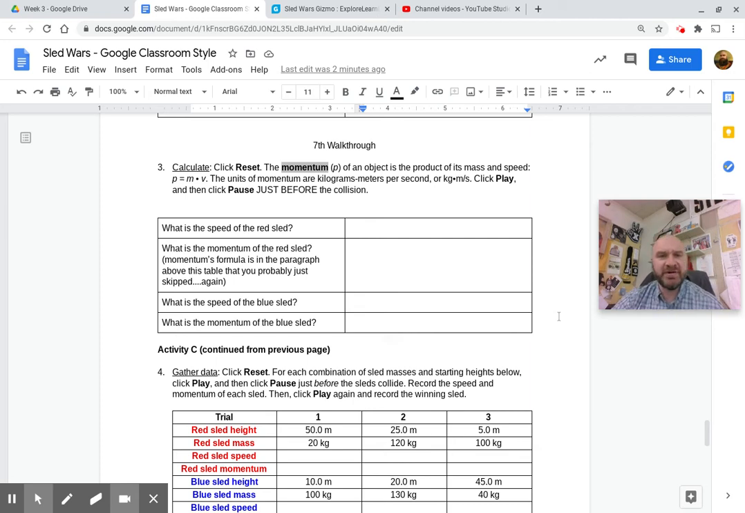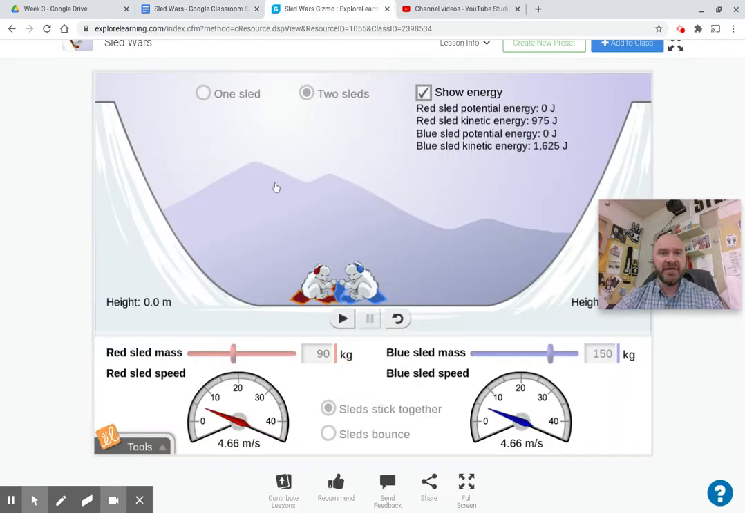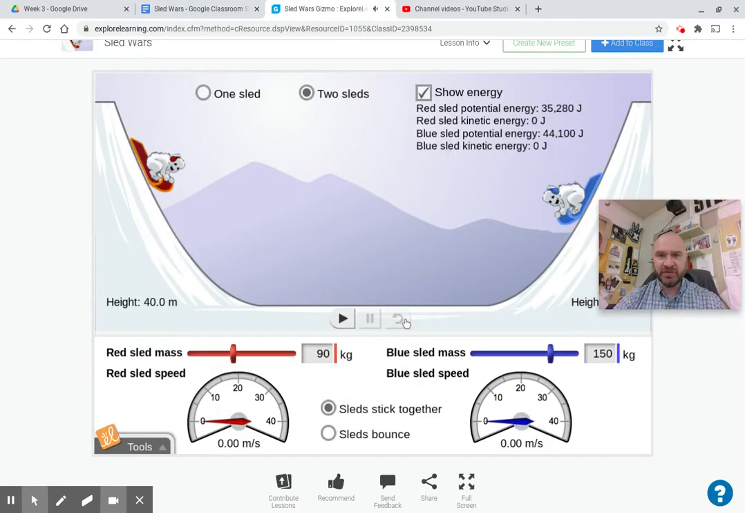And I think this should be our last walkthrough. We are going to do a couple of calculations and filling out a chart and then analyzing that chart. So we need to click reset. This means that we are still using the original settings.